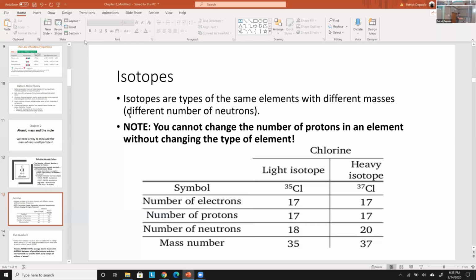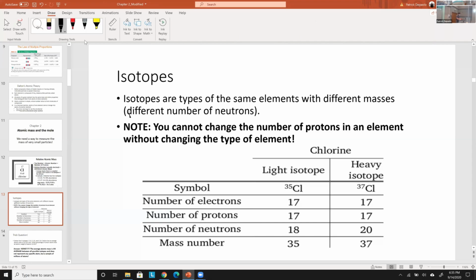So the important thing to know is that the mass number equals the protons plus the neutrons. Important.